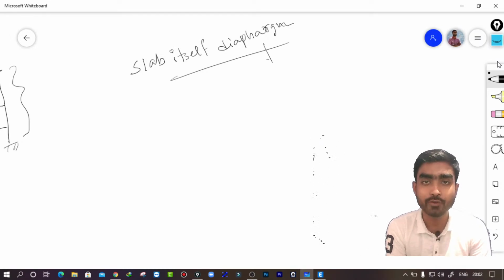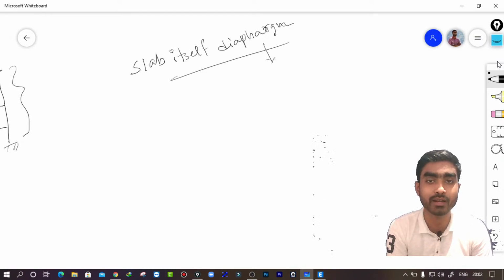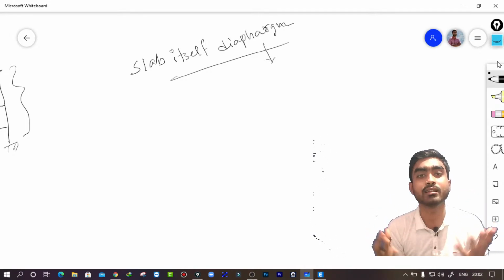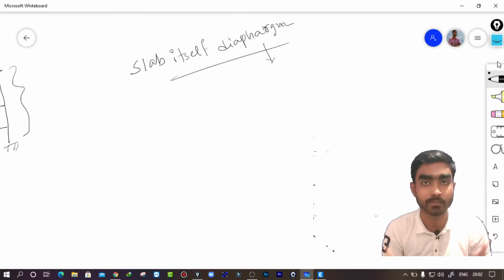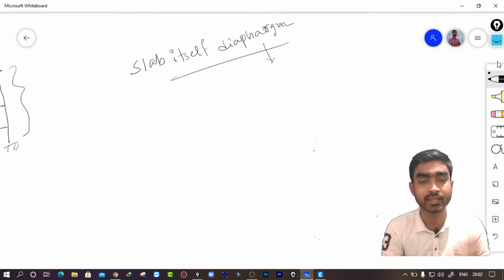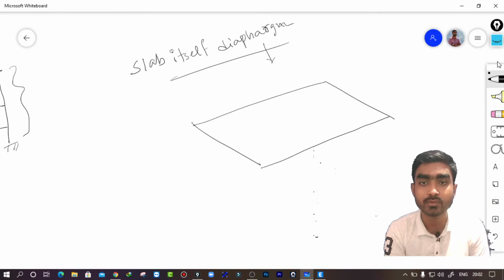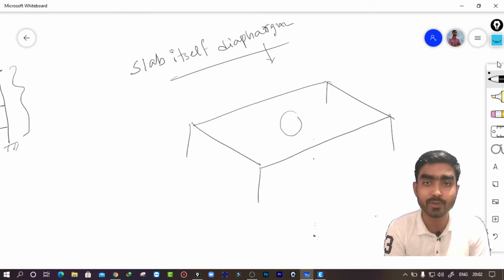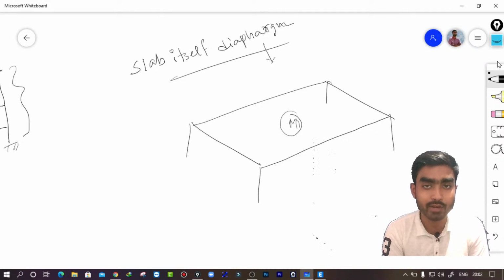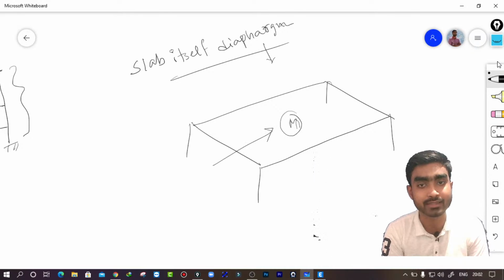Okay, so if you see the definition, a basic definition of the diaphragm is nothing but a mathematical operator. This is, you can say, an imaginary concept. If you see, this is my floor level, right? And we have considered a lumped mass here, suppose mass 1, and the lateral force is acting on this lumped mass. So this mass is at the floor level, right?